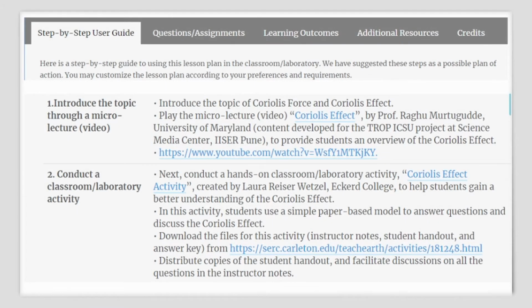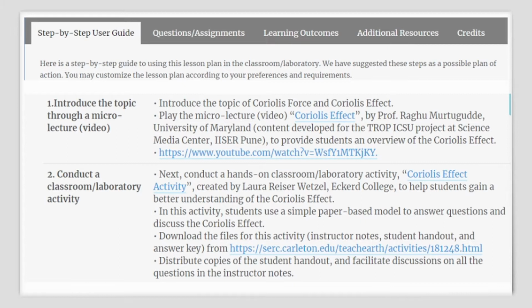Here is a step-by-step guide towards using this lesson plan in your classroom or lab. We have suggested these steps as a possible plan of action, and you may customize the lesson plan according to your preferences and requirements. First, introduce the topic through a video micro lecture.